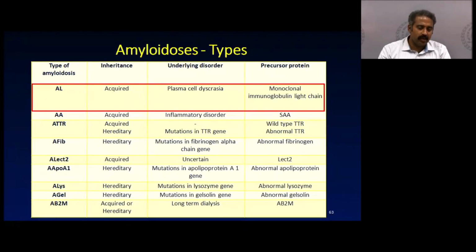The most common one, as I said, is the AL amyloid, where the underlying disorder and the trigger is a clonal plasma cell disorder, where the monoclonal protein initiates the formation of amyloid and this deposits in the tissues. So for the treatment of amyloid, if the patient can be typed as AL amyloid, the treatment has to be like a patient where you treat multiple myeloma. Whereas in all the other types of amyloid, the initiating or the underlying disorder has to be controlled along with the supportive care for the organs.